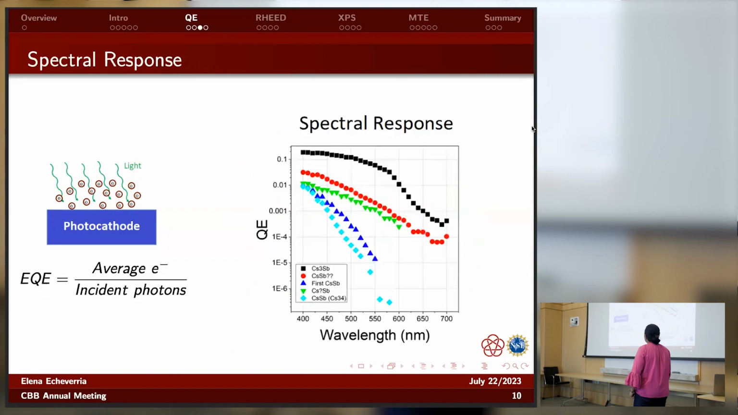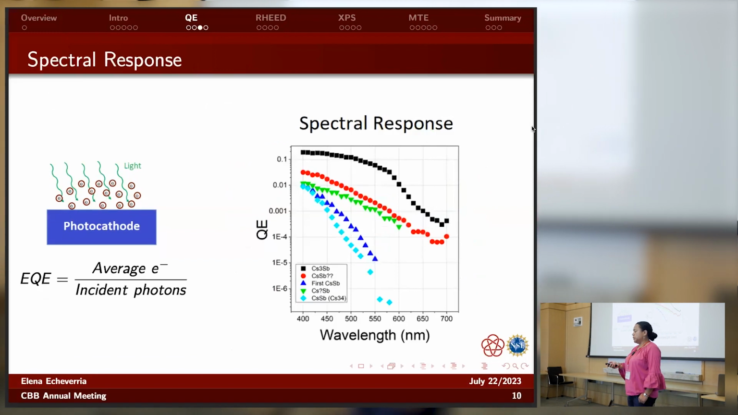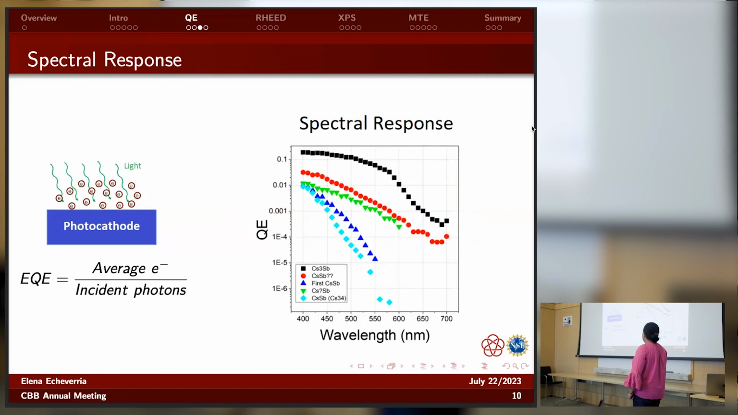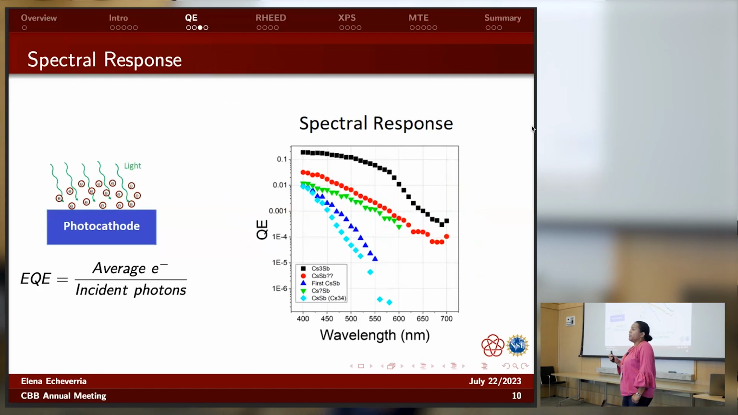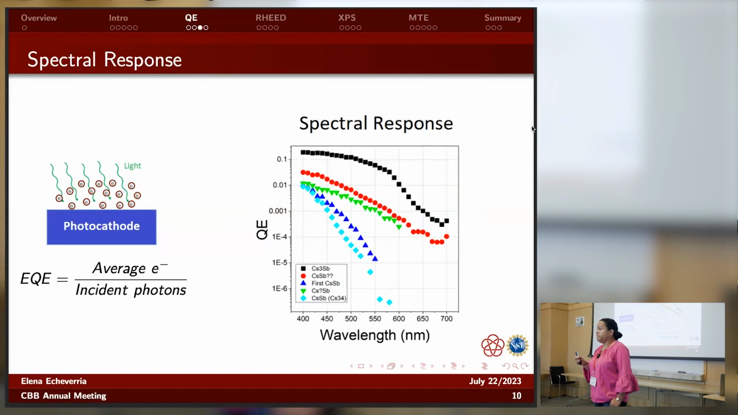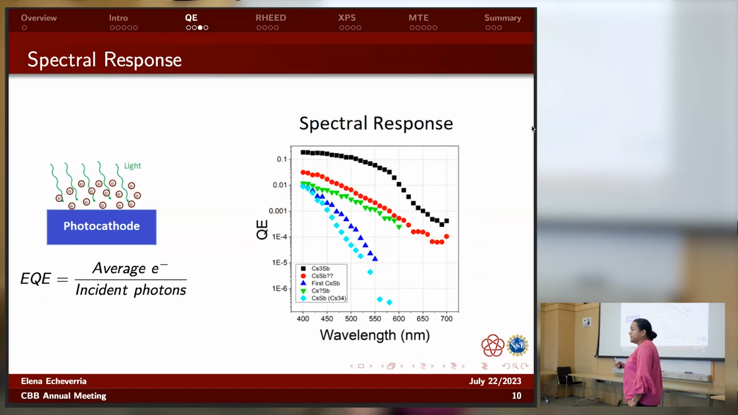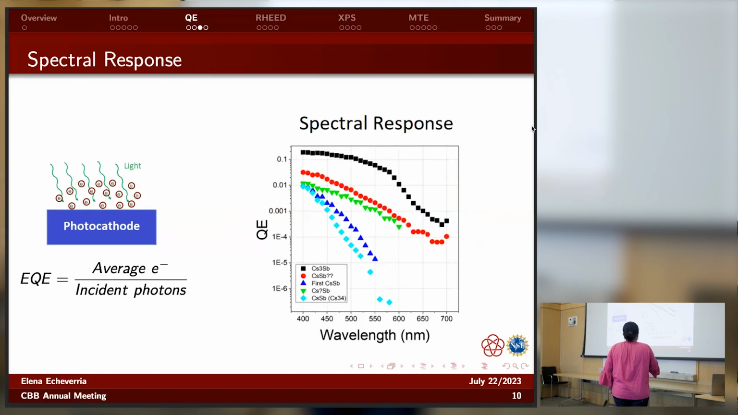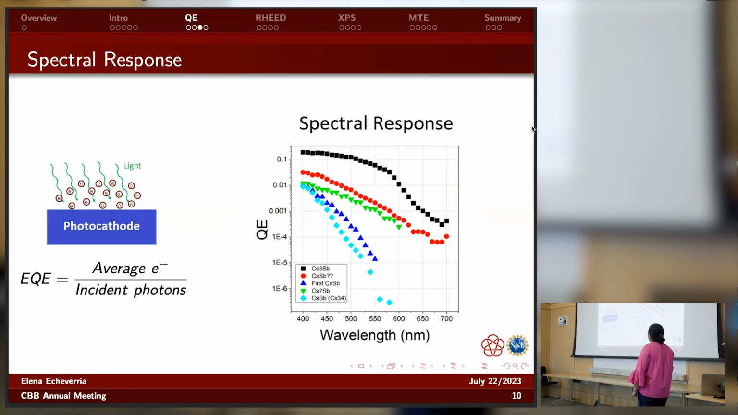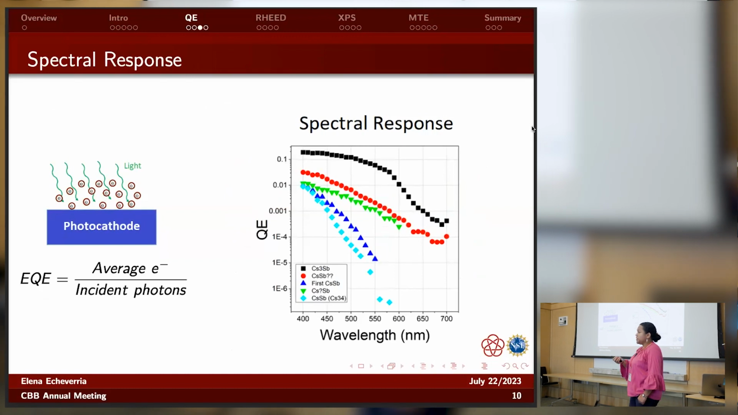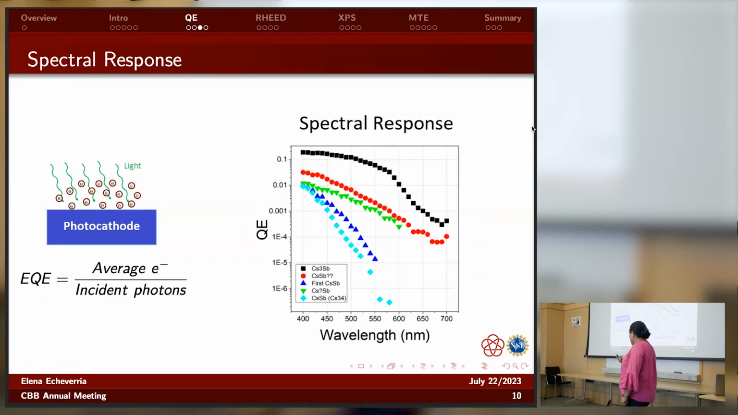What else can we do? We can also look at the spectral response. The spectral response is basically the quantum efficiency as a function of the wavelength. Now, instead of having a fixed laser wavelength, we are changing the wavelength and looking at the quantum efficiency for each wavelength. Why is this interesting or important? Well, first, it tells us the limit of the emission for each photocathode.